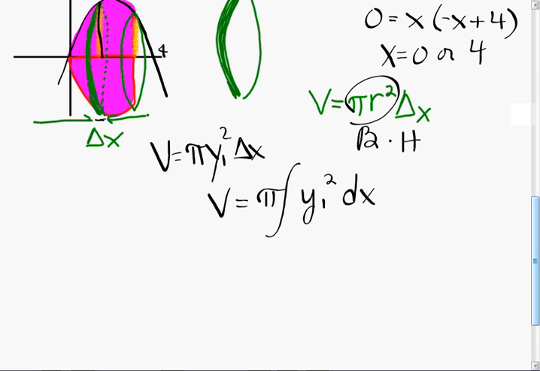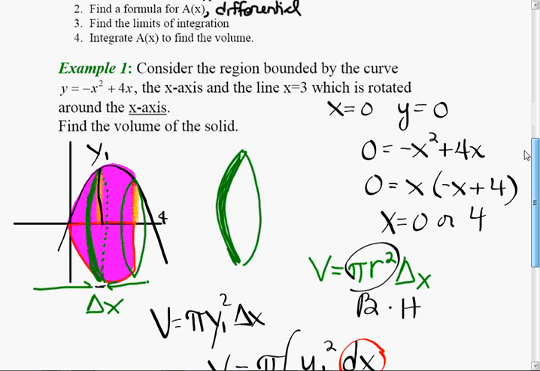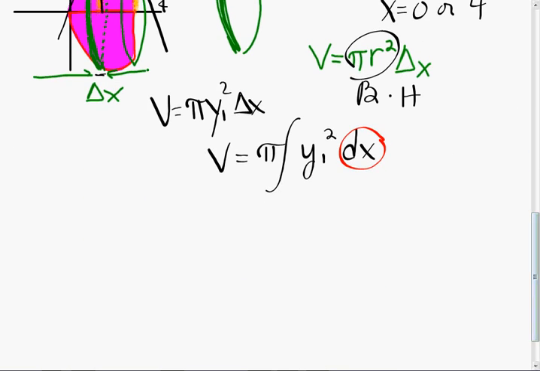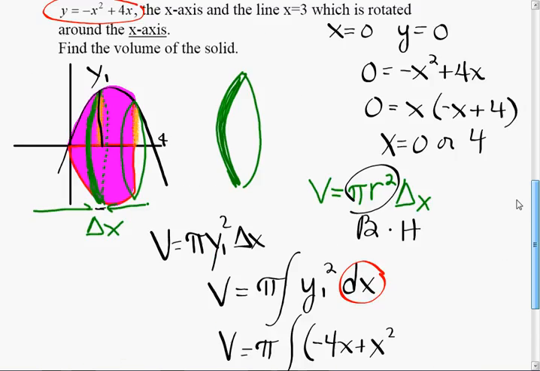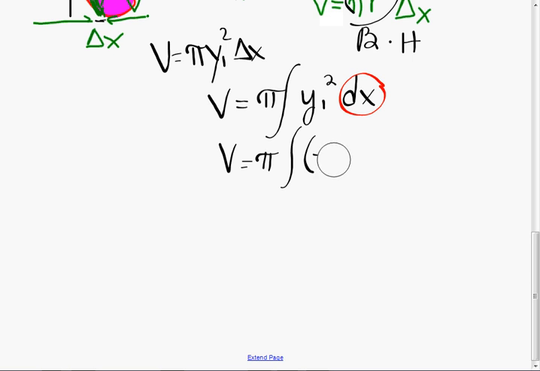Finding the integral. Well, oh, wait, I got a problem. This says dx. They don't match. They never will. So you're going to have to take your function and solve for y in terms of x. But I already know what it is. It's that. Okay, it's what? Minus 4x plus x squared? Minus x squared plus 4x. Oh, I'll fix that. Minus x squared plus 4x. And what are we going to do with that?